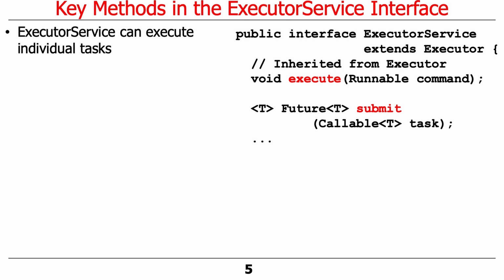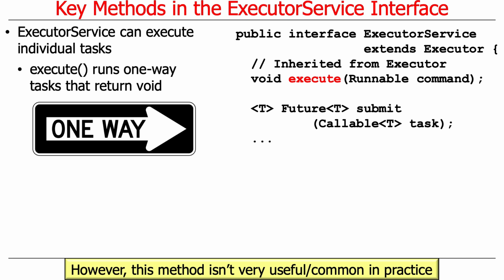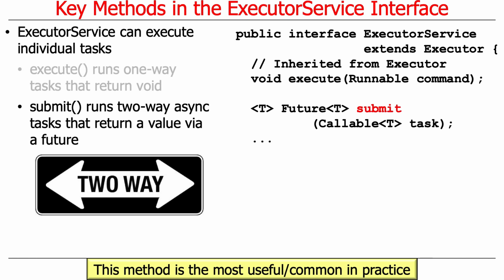So the executor service can be used to execute individual tasks. The execute method just gets inherited from executor and executes a runnable. Not really a very useful thing to do, but it's there. Much more useful is the submit method, which runs two-way async tasks that return a value by a future, using the callable and its return result to get the result. This is by far the most common method, and this is what you'll use in programming assignment 2A.